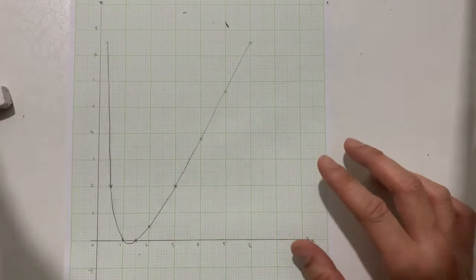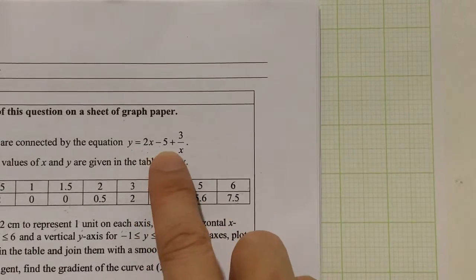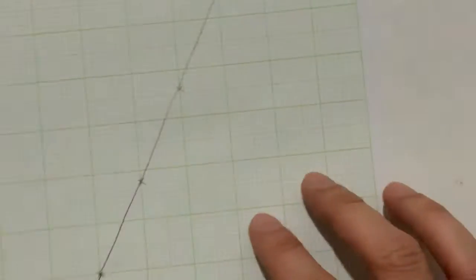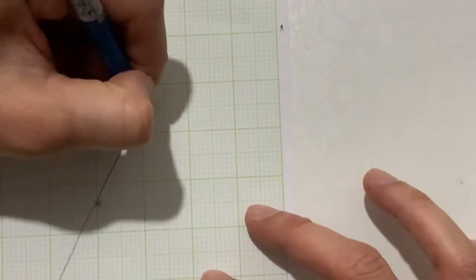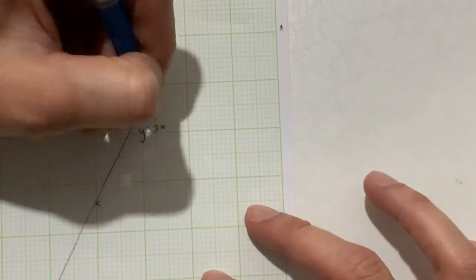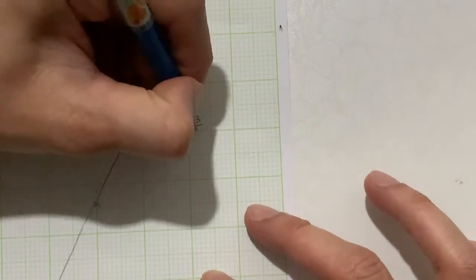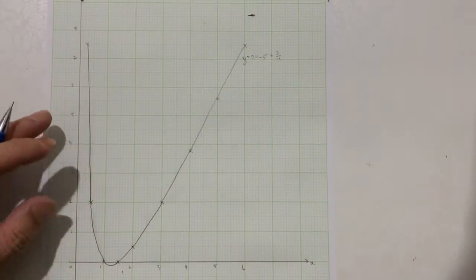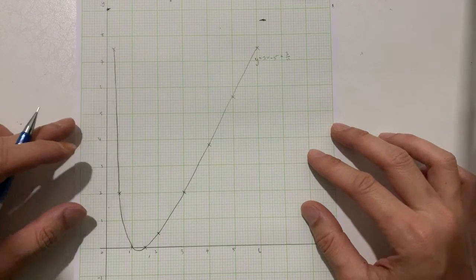So I'm going to label this graph. The graph equation is y equals 2x minus 5 plus 3 over x. So I'm going to put it here: y equals 2x minus 5 plus 3 over x. So this is part A of the question, where you have to sketch the graph.